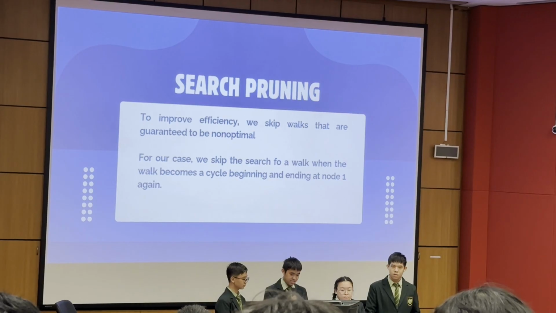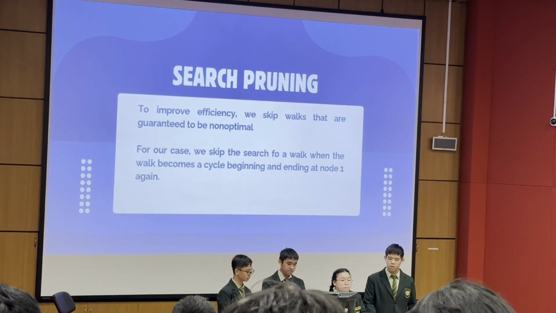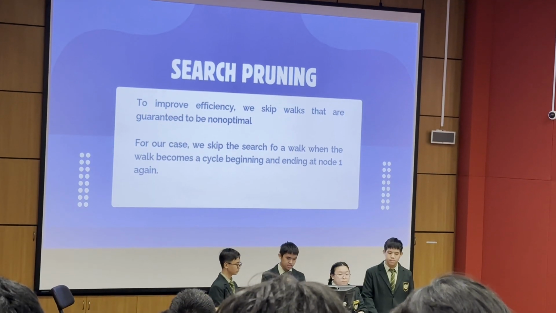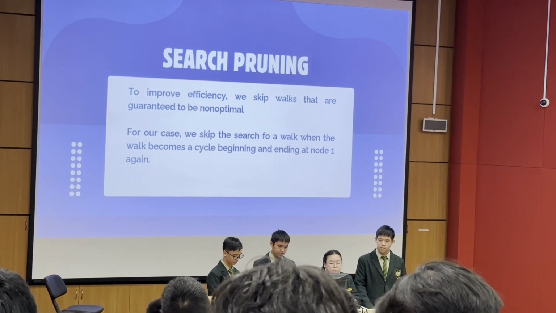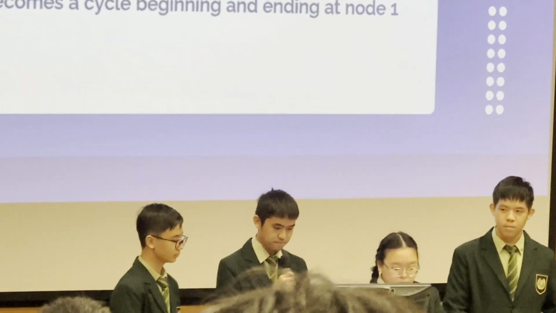To further optimize the time of our program, we decided to utilize search pruning to skip any walks that are guaranteed to be non-optimal. For our case, we terminate the search as soon as we reach node 1 again, and we store the current walk as one of the one cycles to be considered. So, why are one cycles that reach node 1 as an intermediate step guaranteed to be non-optimal?